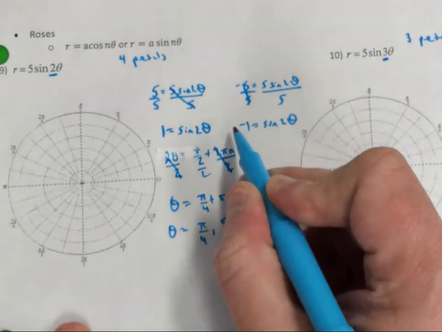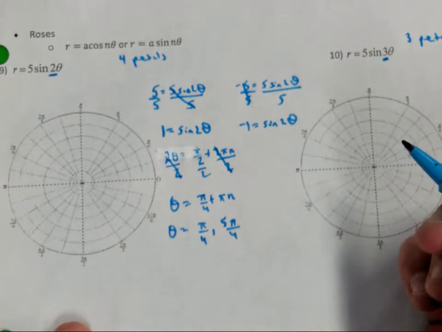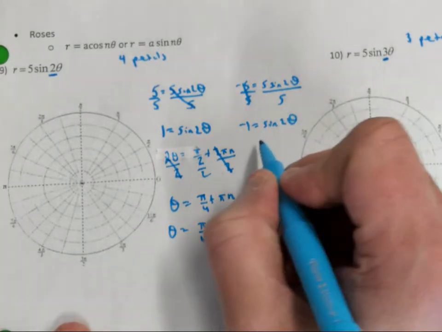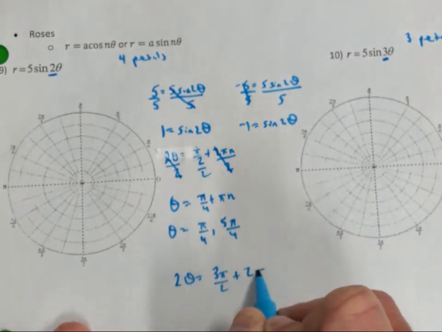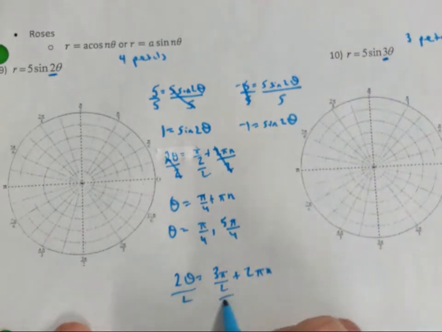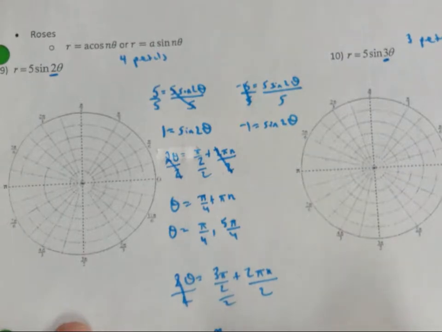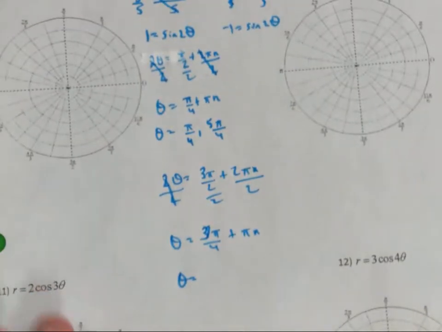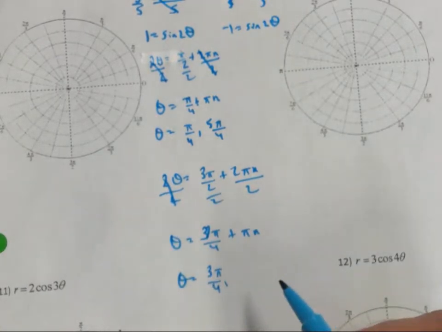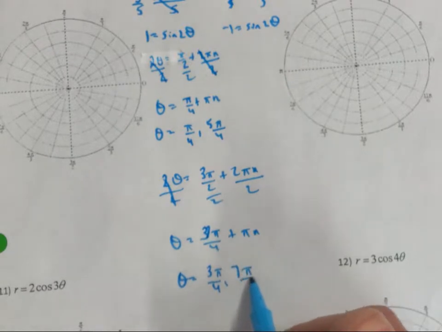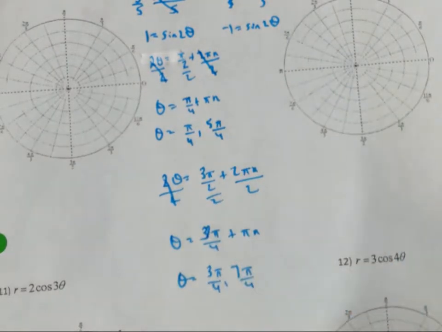Now I'm going to go over here. What sine value gives you -1? 3 pi over 2. Very good. So I'm going to come down here. 2 theta equals 3 pi over 2 plus 2 pi n. Divide it by 2. Theta equals 3 pi over 4 plus pi m. I plug 0 in. Get 3 pi over 4. I plug 1 pi in. I get 7 pi over 4. So there's my 4 petals right there.